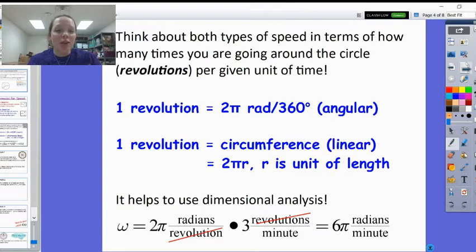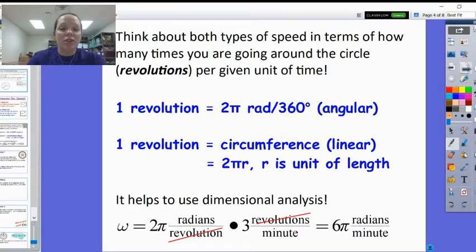If we're thinking about angular speed, one revolution would equal 2 pi radians. Of course, one revolution also equals 360 degrees, but for pre-cal, we're going to stick with radians. If you were thinking about linear speed, one revolution would just be the length of the circumference. We know to calculate the circumference, c equals 2 pi r. You would need the length of the radius, and you multiply that by 2 pi, and that gives you the circumference of the circle. That would also tell you the length of one revolution.